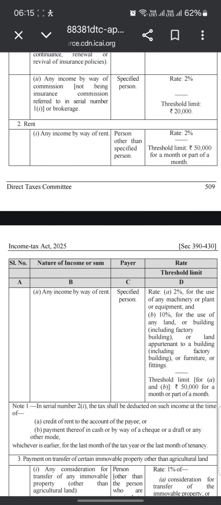And suppose you are earning commission or brokerage other than on insurance business. Then specified persons would be able to deduct TDS. The rate would be 2%, and the threshold limit would be 20,000. So for commission and brokerage the limit is 20,000.